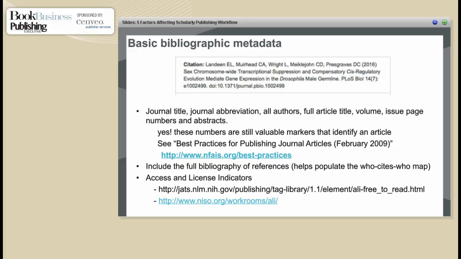These are things that have emerged over the past couple of years. NISO and JATS are players in this space, JATS being the group that defines the XML formatting and XML style and markup language for journal composition. And so these things are tags that help a reader or a researcher understand the terms under which the article can be utilized. So we've grown the concept of what is metadata from this basic bibliographic metadata to this much more inclusive and much richer set of metadata.